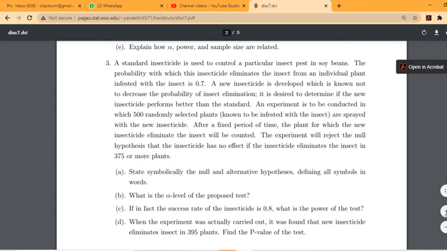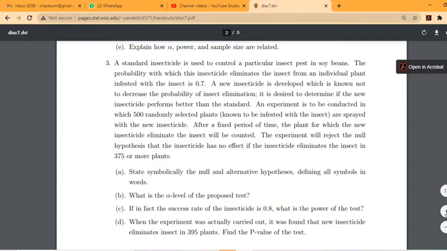A standard insecticide is used to control a particular insect pest in soybeans. The probability with which this insecticide eliminates the insect from an individual plant infested with the insect is 0.7. A new insecticide is developed which is known not to decrease the probability of insect elimination. It is decided to determine if the new insecticide performs better than the standard.